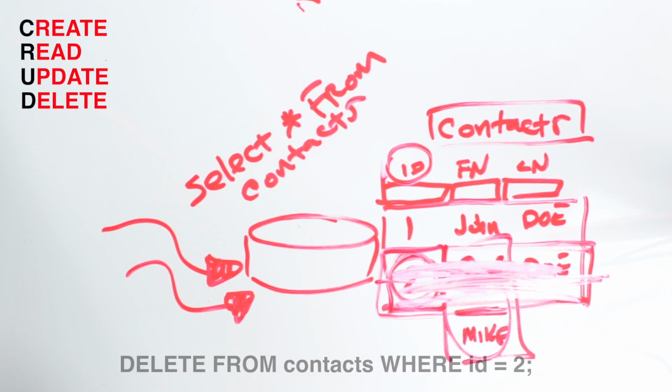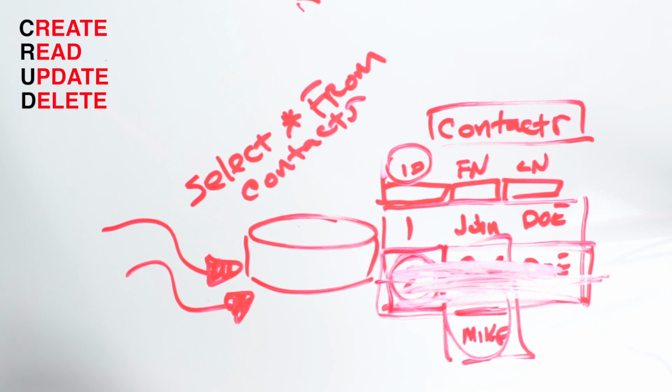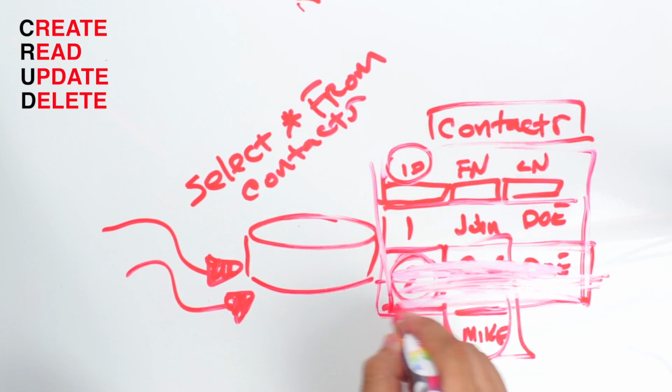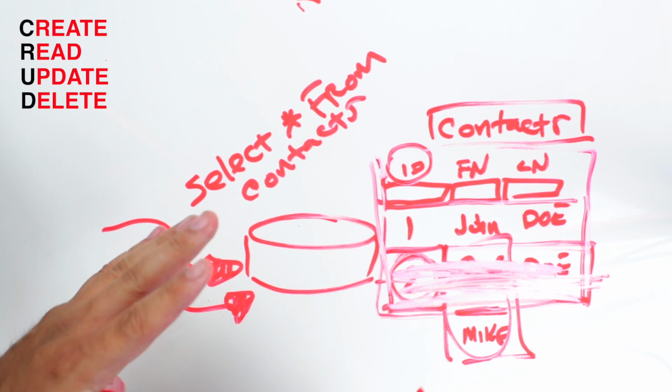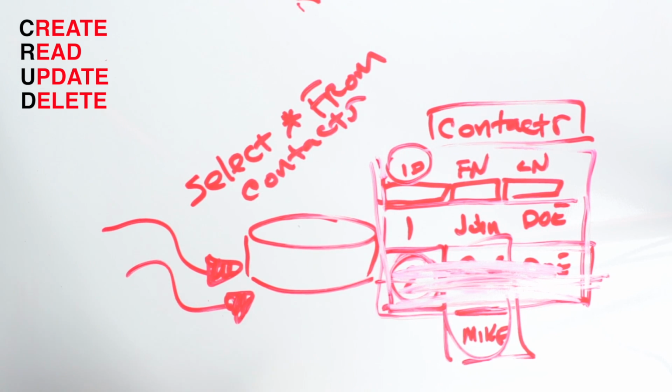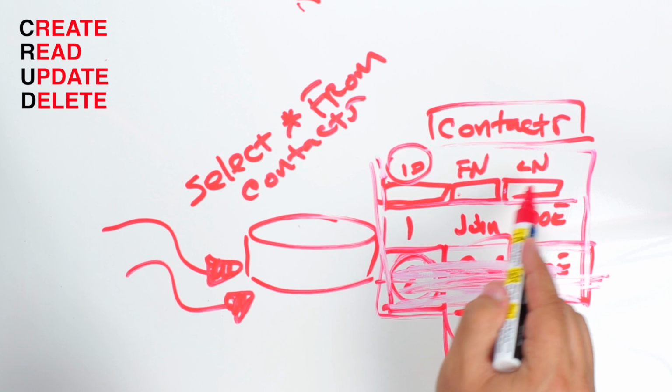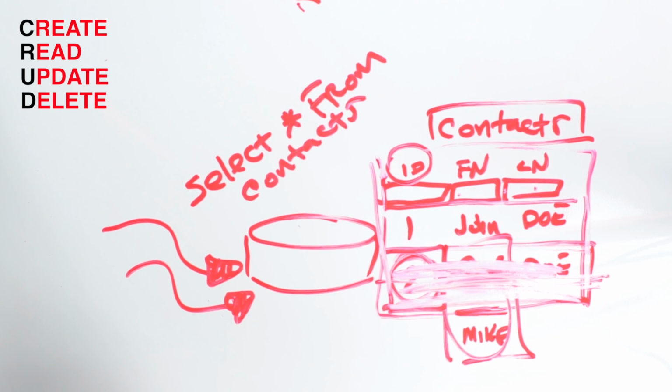And that's it. It's a very simple overview of how a database works. Just to recap, you can create a record, you can read a record, you can update a record, and you can delete a record. And before you create these records, the first thing you have to do is create the table, which is the container of the data that's going to go in there. And you have to define the fields that your table is going to contain. In this example, it's ID, first name, and last name.